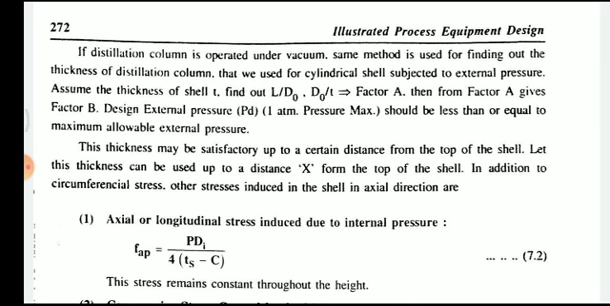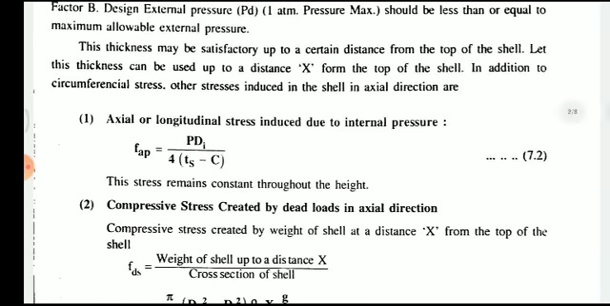In addition to circumferential stress, other stress is induced in the shell in the axial direction. So the axial or longitudinal stress is induced due to the internal pressure. f_ap is equal to P Di upon 4 (ts minus c). This stress remains constant throughout the height.